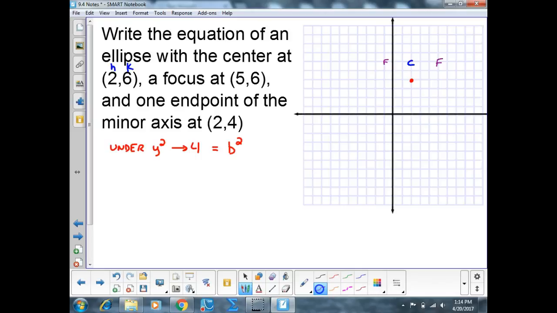Can we say that c squared is 3 since we're on 5? C squared is not 3. 3 is C, and C squared is 9. We know C is 3. Because what's C? We know that's the distance from the center to each focus, which then means that c squared is 9.